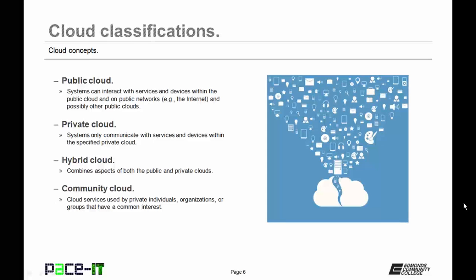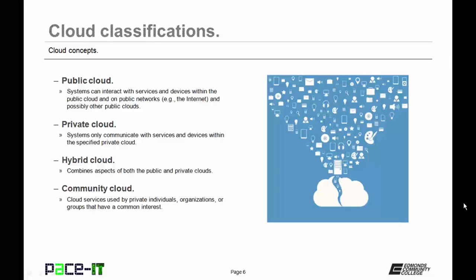There are four basic cloud classifications. There is the public cloud. This is where systems can interact with services and devices within the public cloud and on public networks, as in the internet, and possibly other public clouds. Amazon's AWS is an example of a public cloud.